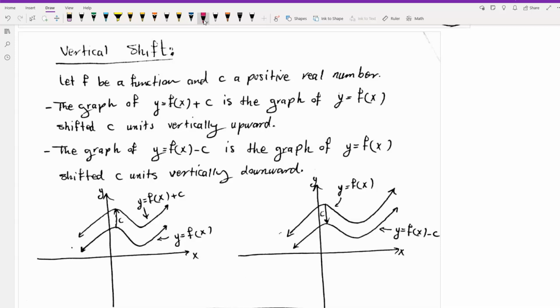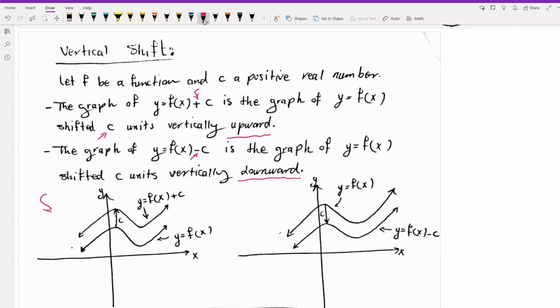Vertical shift: let f be a function and c a positive real number. The graph of y equal to f of x plus c is the graph of y equal to f of x shifted c units vertically upward, because of having this plus sign. The graph of y equal to f of x minus c is the graph of y equal to f of x shifted c units vertically downward, because here we have subtraction and that is negative.